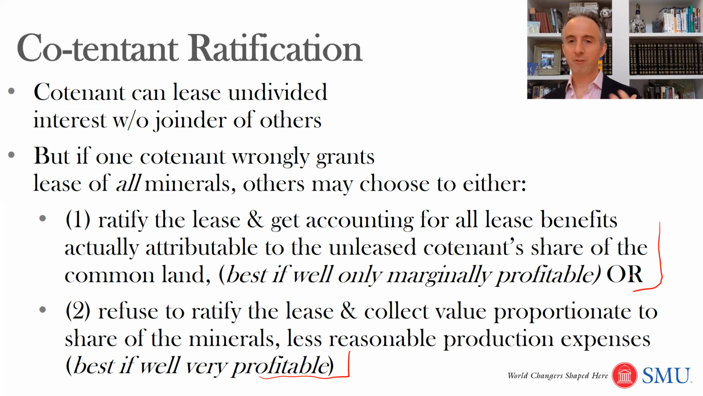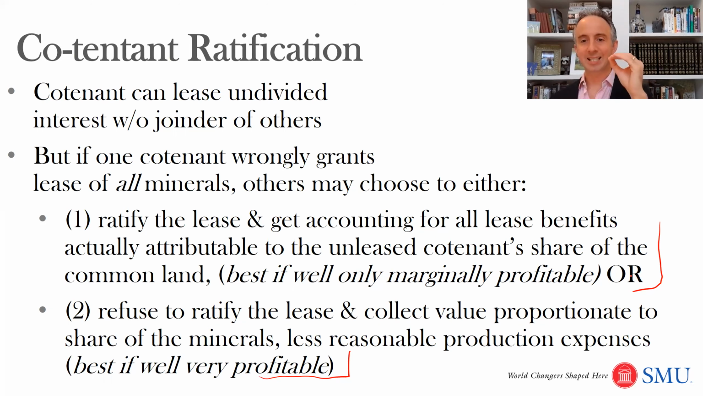And if the well is only barely profitable, there's going to be very little after the well itself is paid for. Then you might want that little bit of royalty anyway, because the advantage of a royalty, yes, you get less overall from a great well, but you at least get a share of production as soon as production starts. So that co-tenant has the choice if somebody wrongly leased on their behalf.